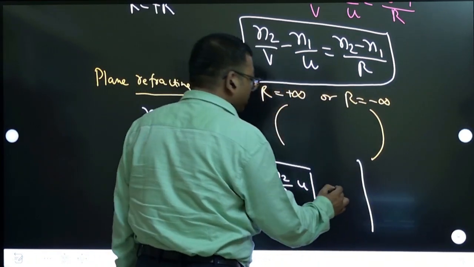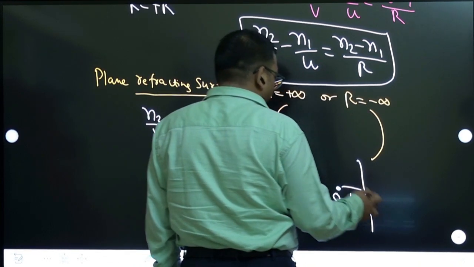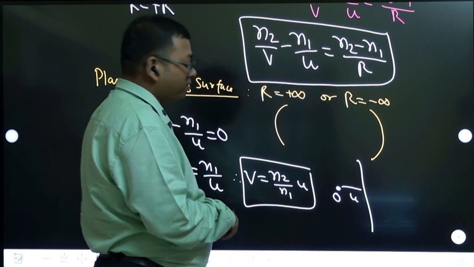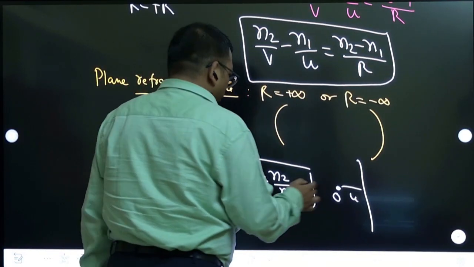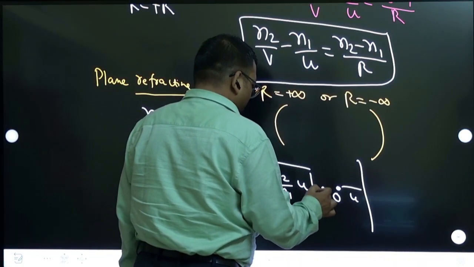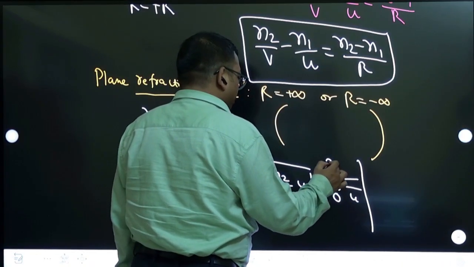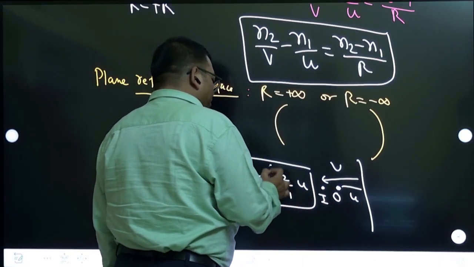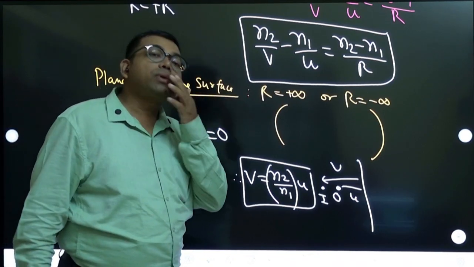Suppose this is the plane surface and this is the object at a distance of u, and then the image. Note that the image is on the same side as the object. It's a very important thing. Image is on the same side of the object. So maybe the image may form here, at this distance v. It may be larger or smaller depending on the ratio n2 by n1.